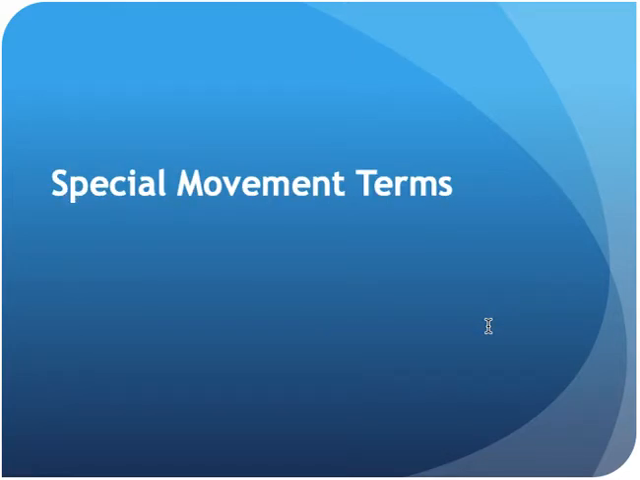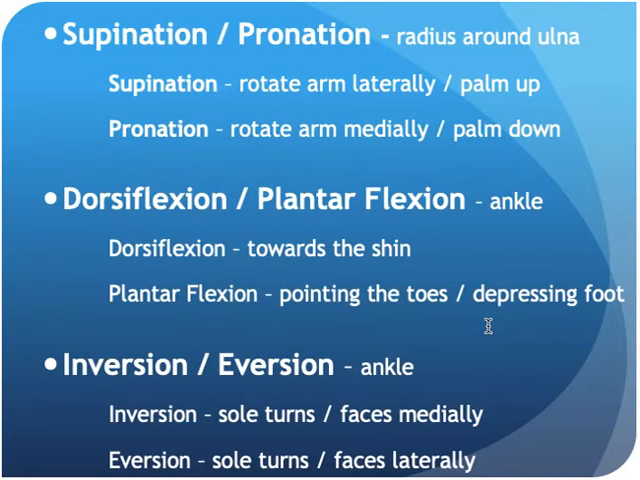Okay, so now we get some special terms. Anytime you hear these terms, they're going to apply to specific joints or specific sorts of movements in the body. So you're going to talk about supination and pronation. We've already talked about this one a little bit. This is where I'm rotating my radius around my ulna.